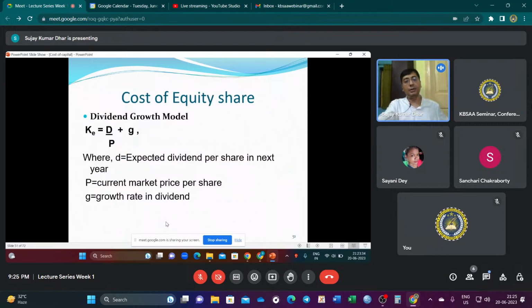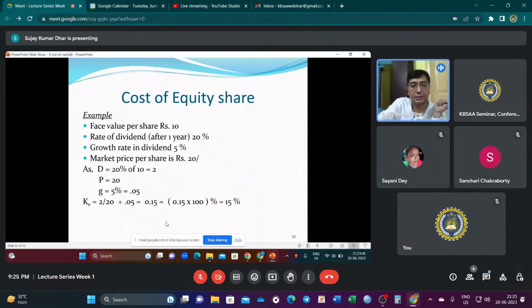Now another method of cost of equity, dividend growth model. K equals D by P plus G: expected dividend per share divided by market price per share, plus growth rate in dividend. Face value per share is 10 rupees, rate of dividend 20%, growth rate in dividend 5%, market price per share 20 rupees. D is 20% of 10, 2. So 2 by 20, D by P, plus G, growth rate 0.05. So it is 15%.